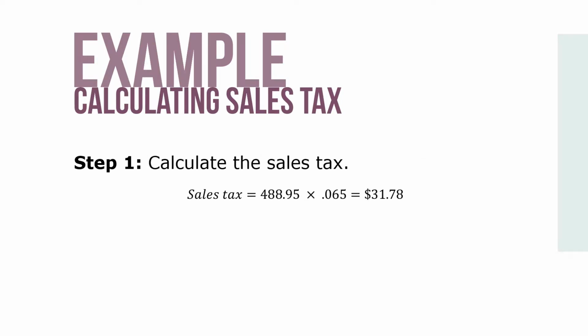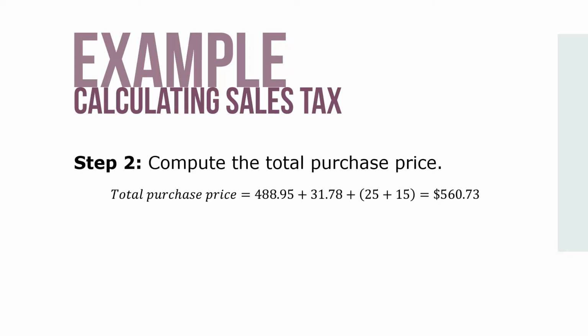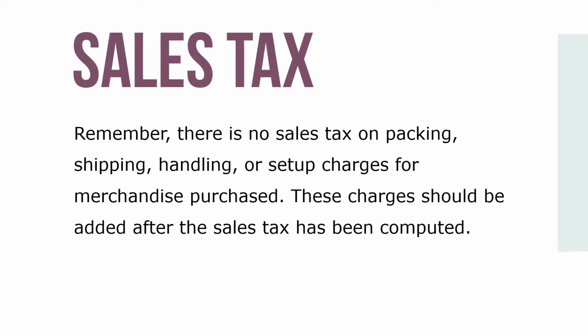Step 1. Calculate the sales tax, which is equal to $488.95 times 0.065 to give a total of $31.78 in sales tax. Step 2. Compute the total purchase price, which equals $488.95 plus $31.78 plus 25 plus 15 to equal $560.73. Remember, there's no sales tax on packing, shipping, handling, or setup charges for merchandise purchases. These charges should be added after the sales tax has been computed.